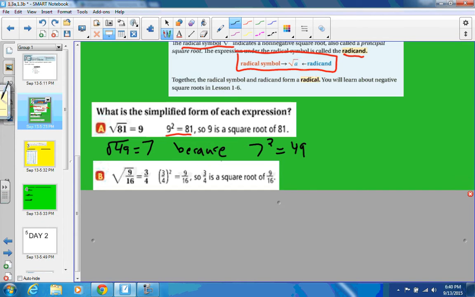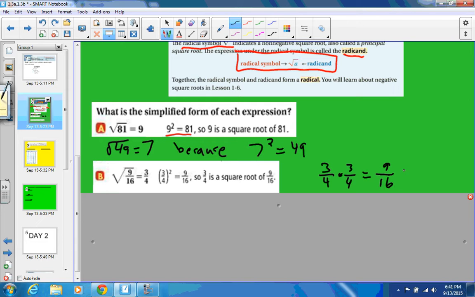Now here's one with a fraction. I'm not going to do a lot of these, but I wanted to show you the square root of 9 over 16 is equal to 3/4. Because, I'll write it over here, we want to figure out what number times itself will get you to 9 over 16. And 3 over 4 actually does. Remember, we multiply straight across when we multiply fractions. 3 times 3 is 9. 4 times 4 is 16. So the square root of 9/16 is 3/4. Okay?